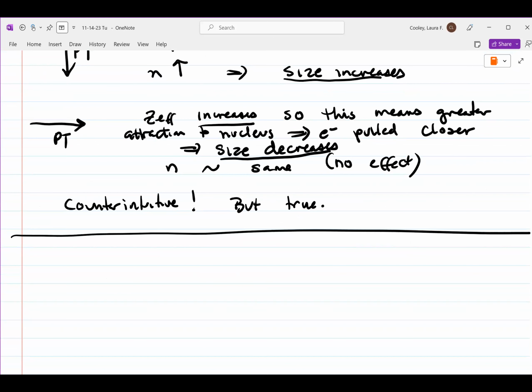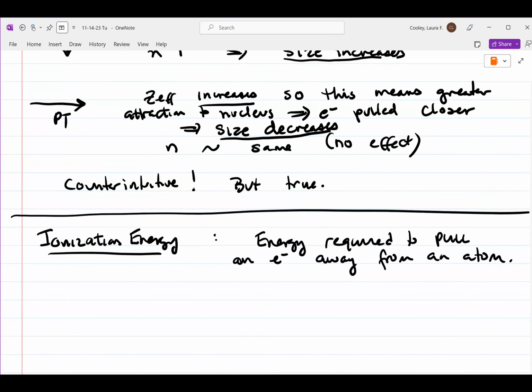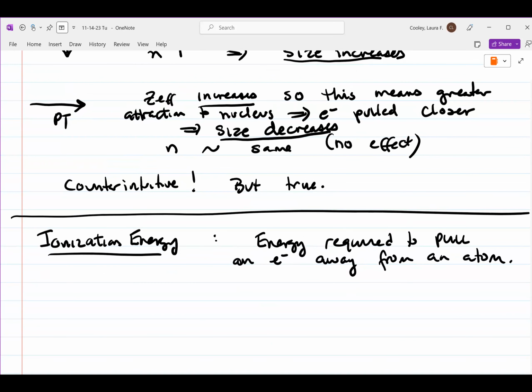Okay, let's do ionization energy. So what ionization energy is, this is the energy that is required to pull an electron away from an atom. I believe I said last time that the dominant interaction in atoms is the attraction of electrons to the nucleus. So when you try to pull an electron away, it's being attracted to that nucleus, and so that's why it takes energy to do this.